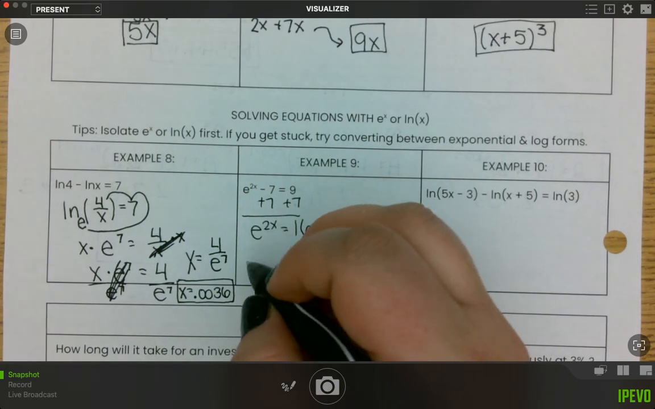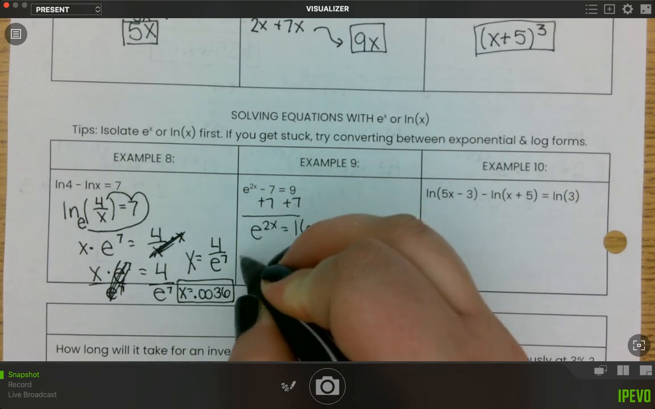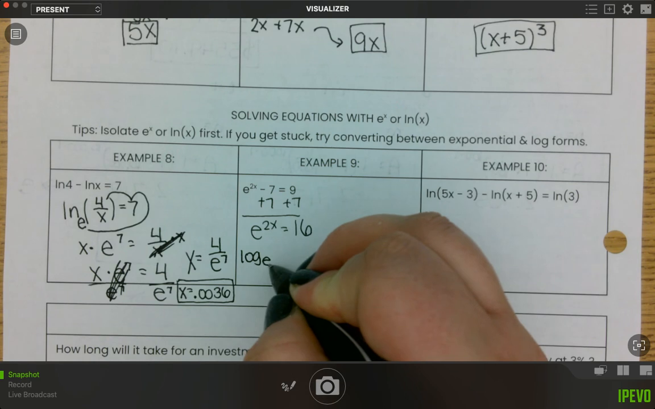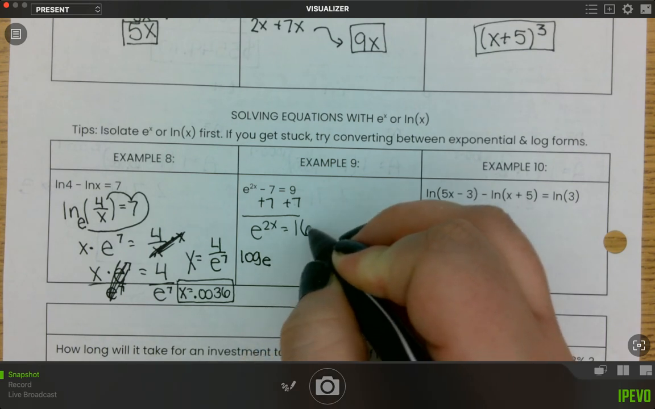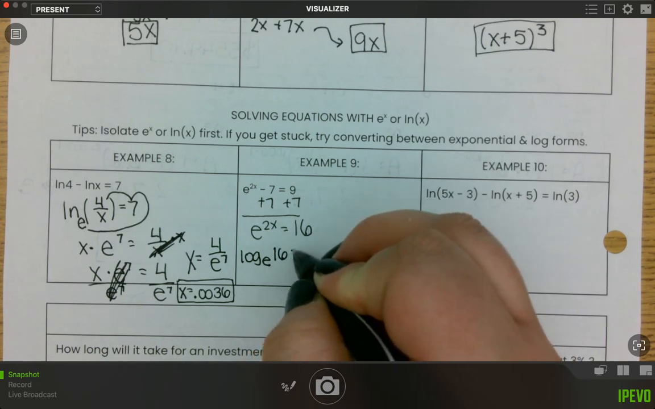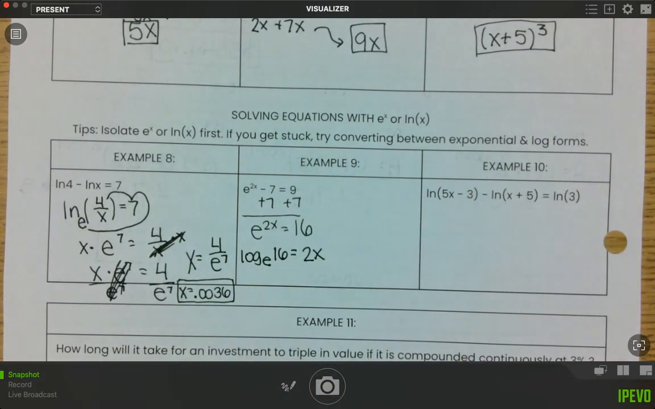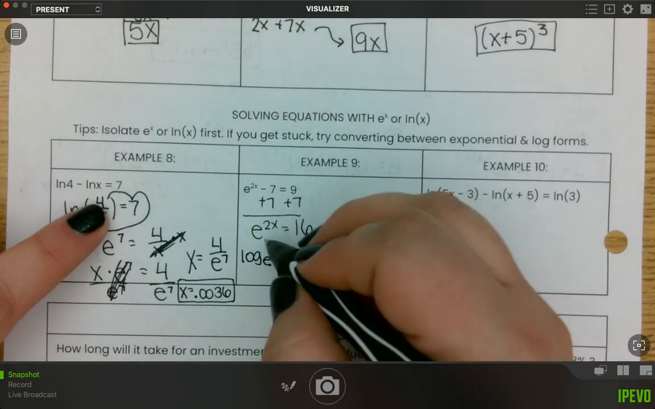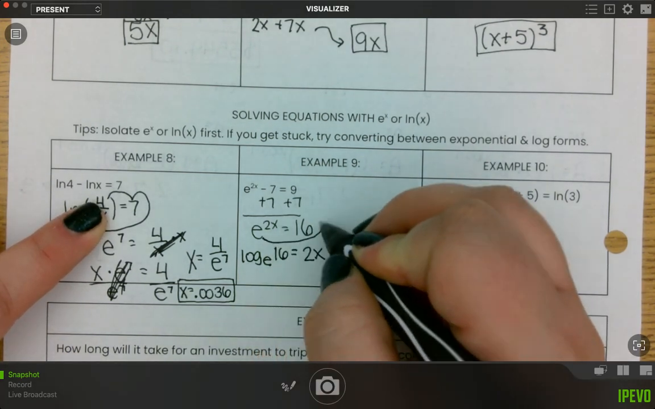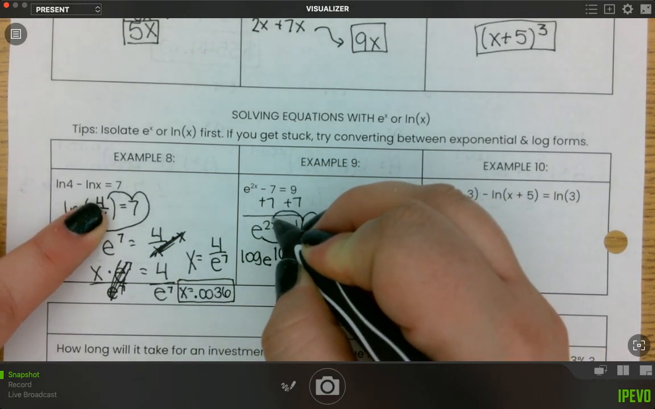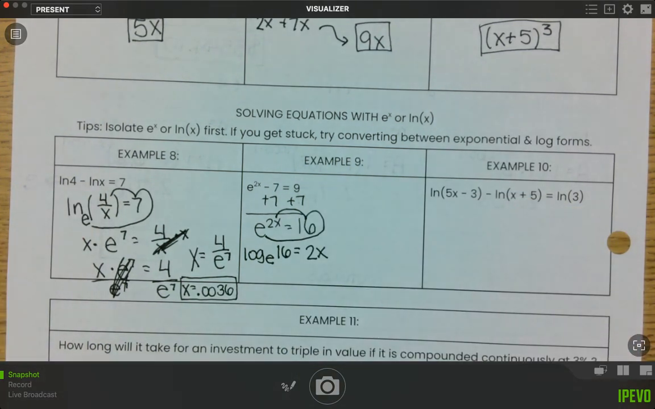So this is where you're going to have, this is the base of your logarithm. This is the part next to it. And remember that the power is the answer to a log. You can also draw this cloud, base e of 16 equals 2x, to help you remember what order they're supposed to go in.